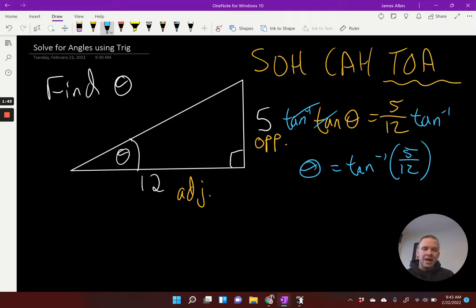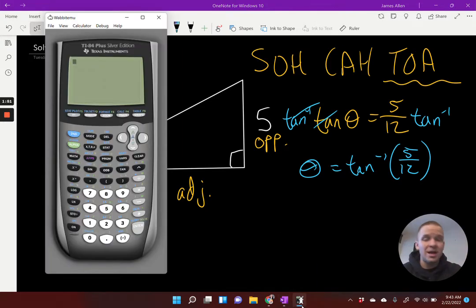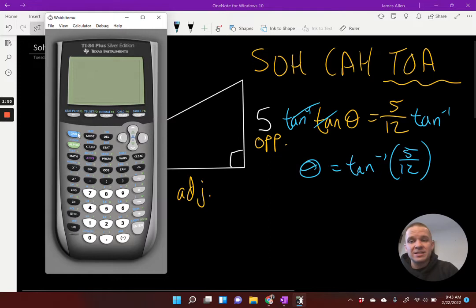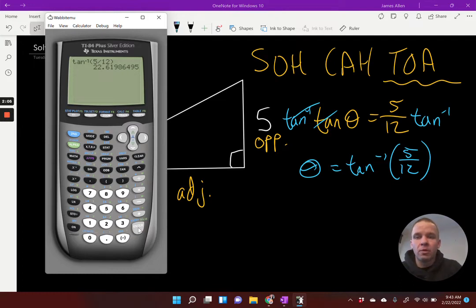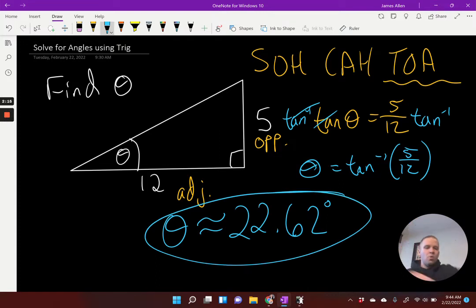Now you might be thinking, hey, I've seen that little -1 thing there before on my dope TI-84 Plus graphing calculator, and you would be correct that it is there. If I hit second, then tangent, and type in 5 divided by 12, this will find the angle I'm looking for, theta. Boom, 22.6198, so 22.62. That is my theta for this particular problem, in degrees. Woo! That is what I'm talking about. All right, I like it.